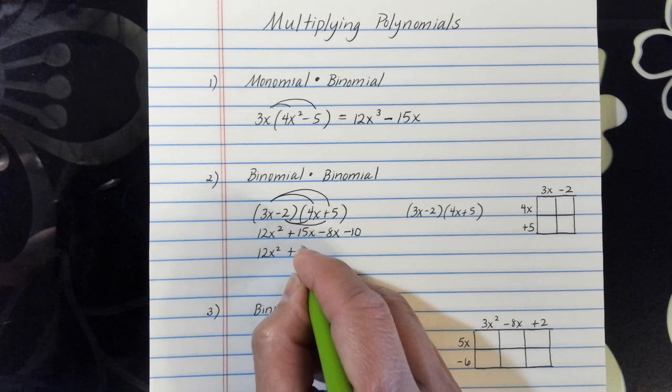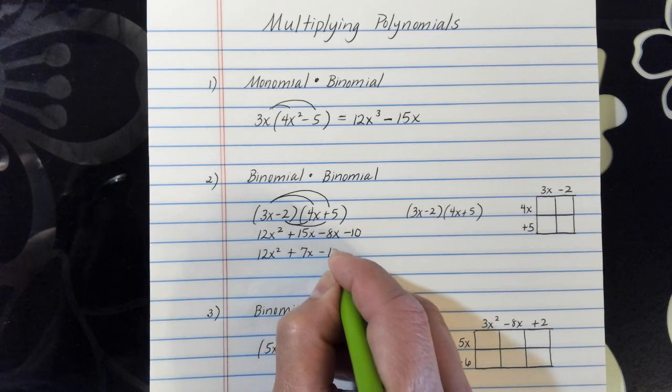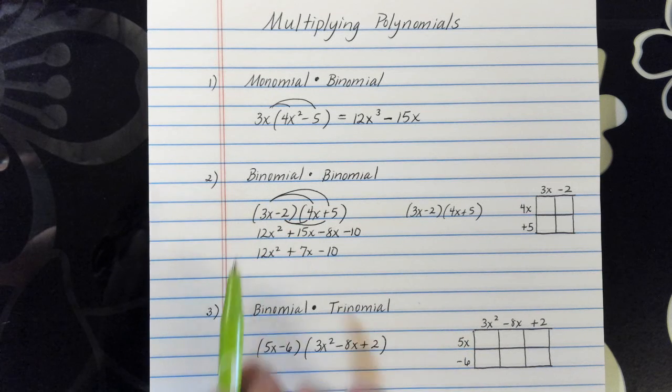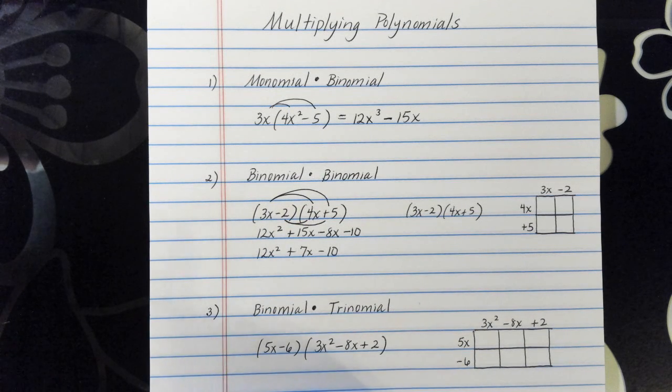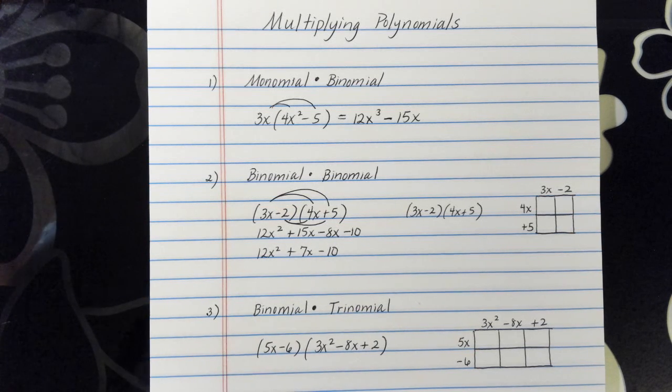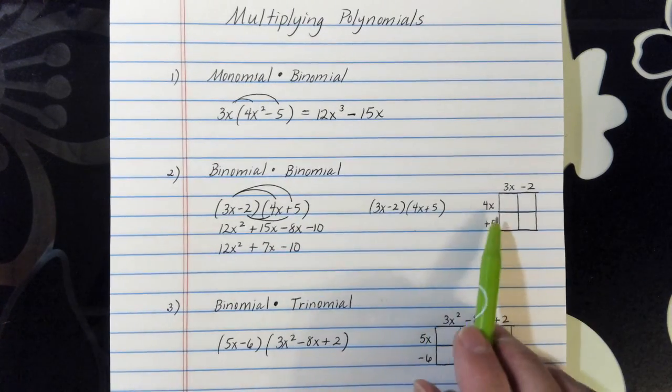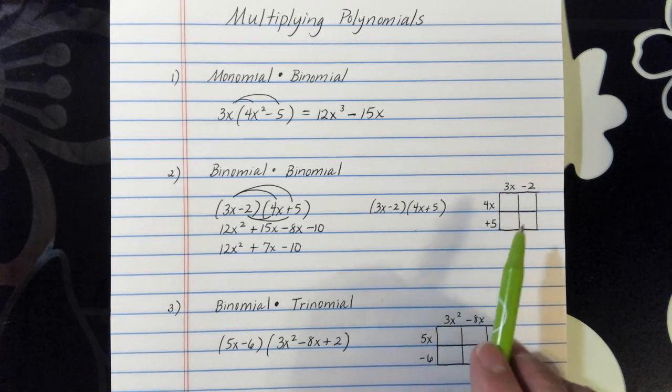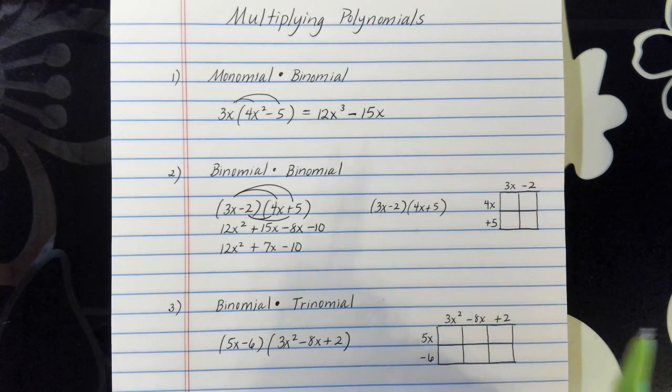Side note, again, as always, distributing will always remove parentheses. So it's really a 2-step process. Step 1, remove parentheses by distributing. Step 2, combine like terms. Yeah, I don't know why I have that there. Forget that.